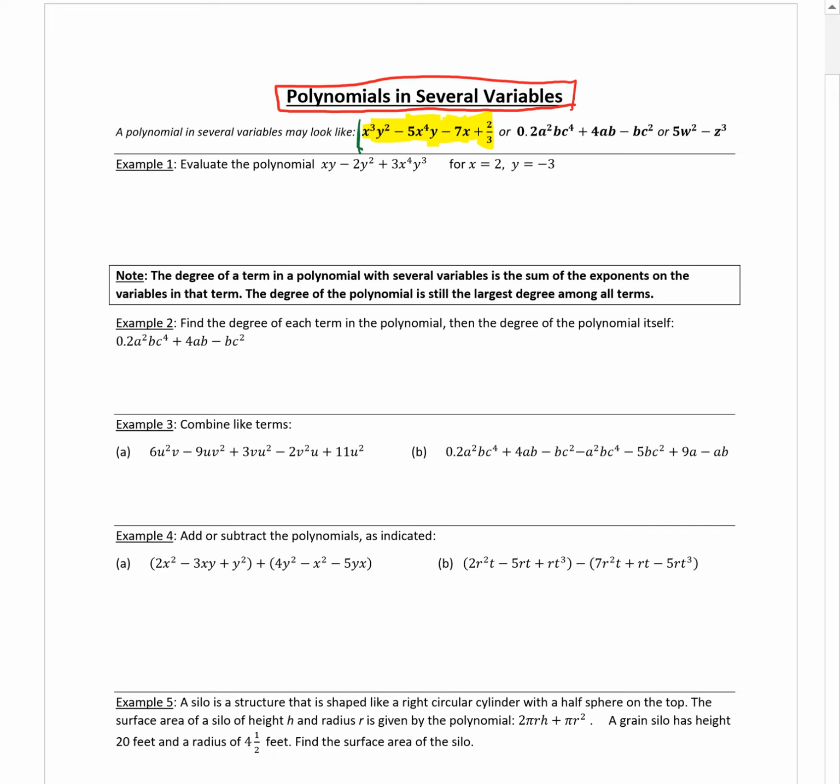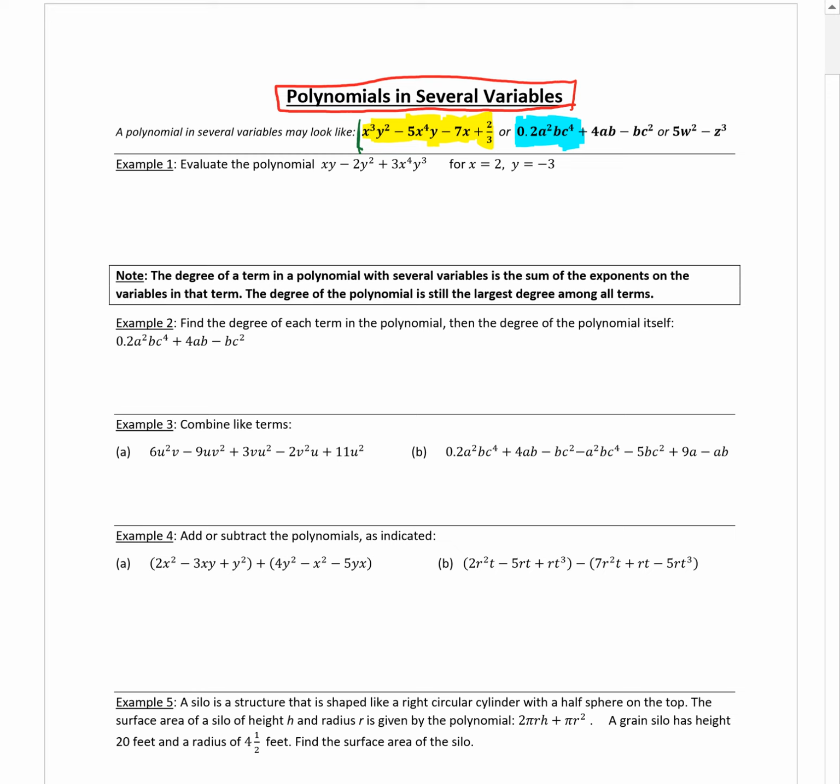So far the polynomials we've seen have only one variable. But it is possible to see a polynomial with more than one variable. Mostly in your math classes in the future, you won't see these very often, but once in a while you will. Here's another example. This one's really extreme.